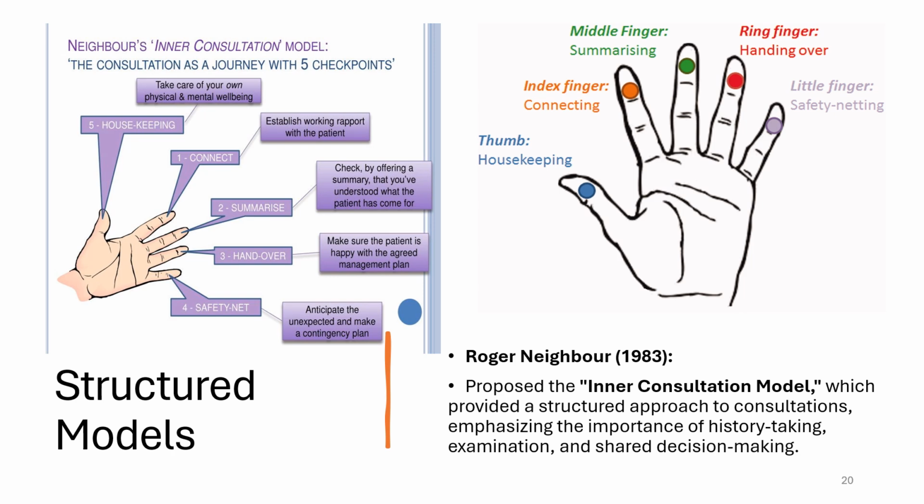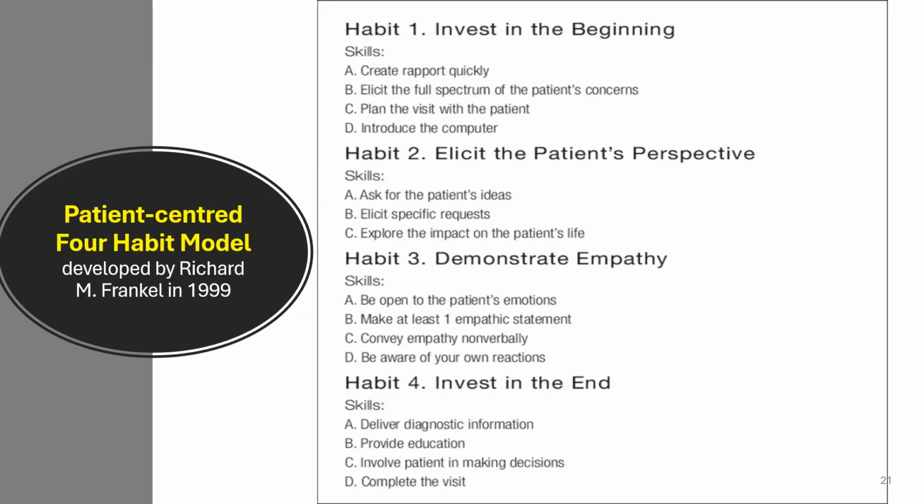For example, we begin with the index finger, which is connecting and forming a rapport with the patient, and then the middle finger, where we summarize and ask the patient to summarize and repeat to ensure that the patient understood what we are saying. And the ring finger is handing over, that is making sure that the patient agrees to our treatment plan. And the little finger is safety netting, which is that we anticipate what are the unexpected problems or the barriers which the patient might face while following the treatment. So we need to have a contingency plan for that. And then there is housekeeping, in which the doctors need to take a break before calling in the next patient and prepare themselves for the next patient.